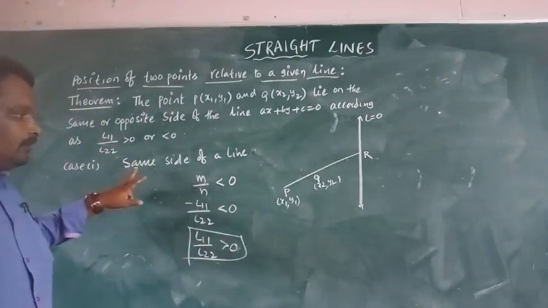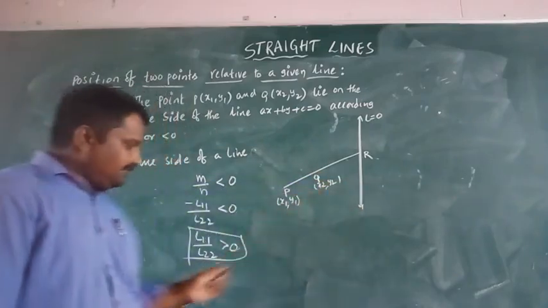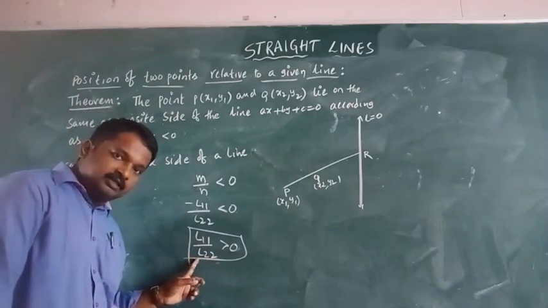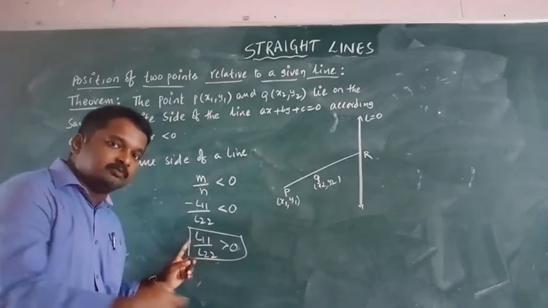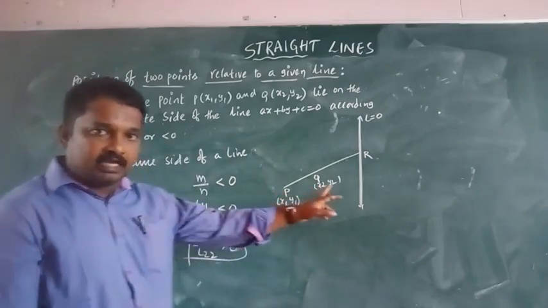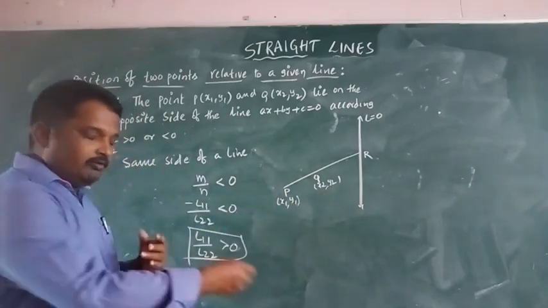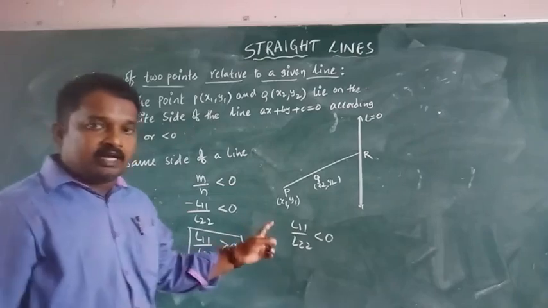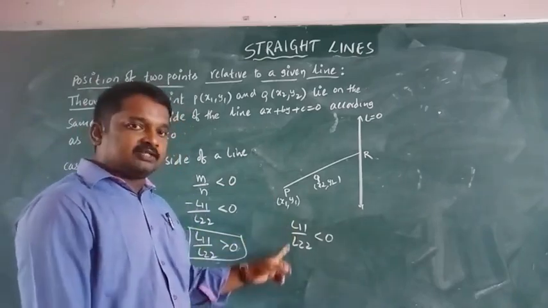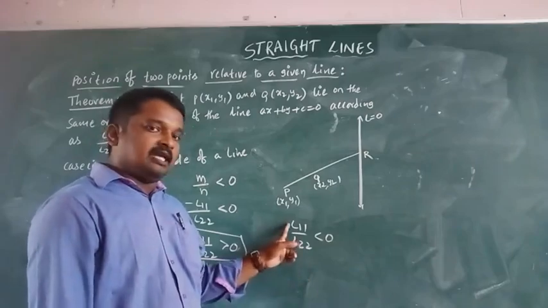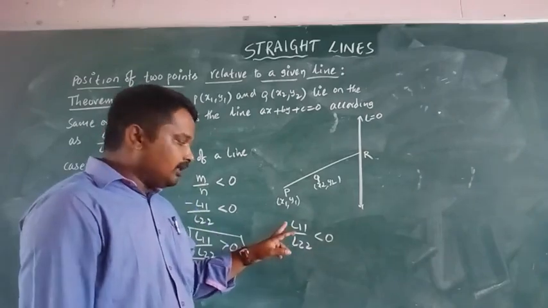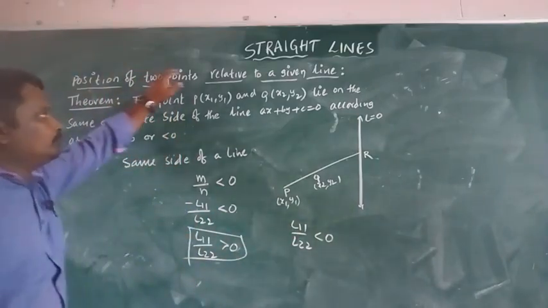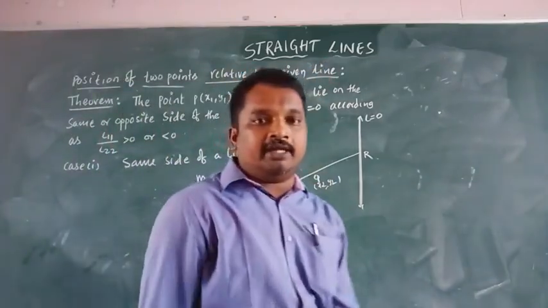So observe here, if the points are on the same side of the line, then L11 by L22 is greater than 0. L11 by L22 greater than 0 means both have the same sign, so the points are on the same side. Previously what you got: L11 by L22 less than 0, the points are on opposite sides, their signs are also opposite, because L11 by L22 less than 0 means both have opposite signs. This is the position of 2 points relative to a given line.